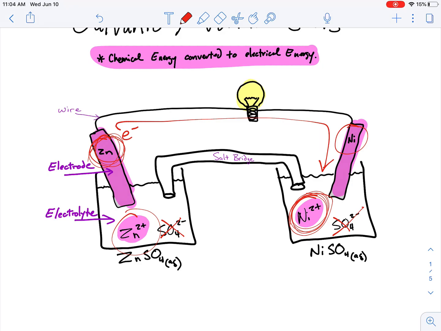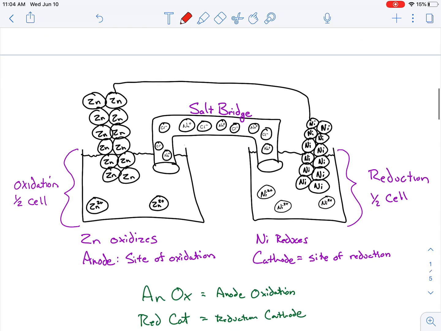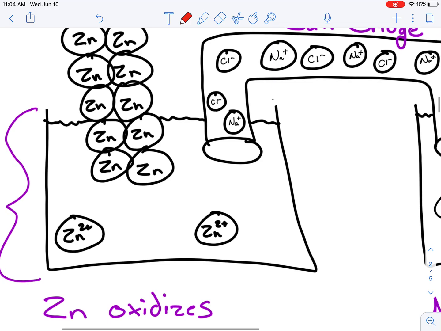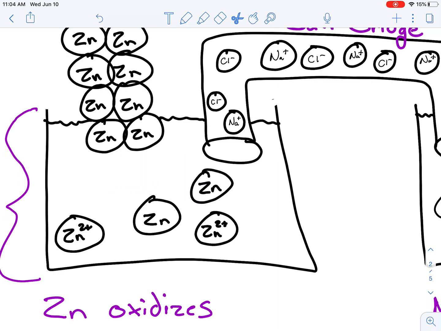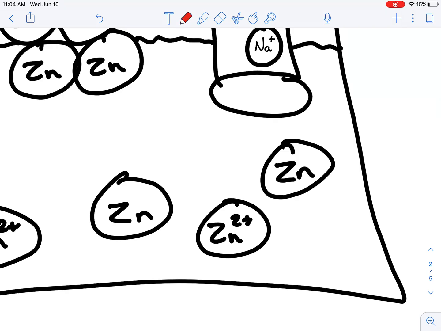I'm going to show you how that looks. Here's a zoomed in portion. So I've gone down to the atomic size. When zinc is in contact with a metal ion, something else in solution below it, that means these zinc atoms are going to be going into solution and losing electrons. As they lose electrons, they now have a charge.